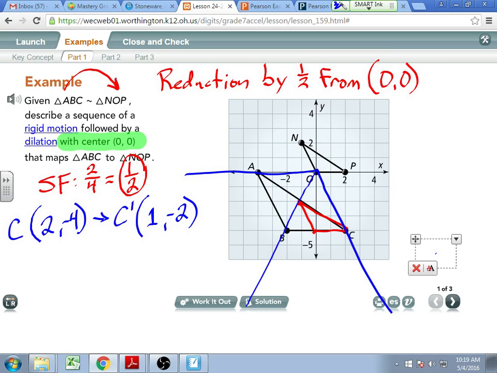And because I know where C prime is, I know where my dilated image is. So now I know my dilated image has to be right there, because C has to be on this point, (1, -2), and I already know the shape of my dilated image. So from there, what do we have to do after the dilation? So then we would say, then translate.